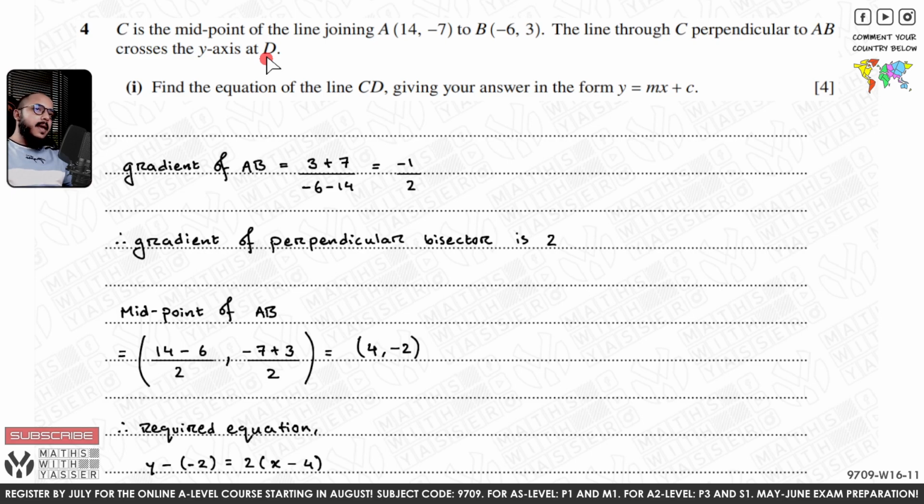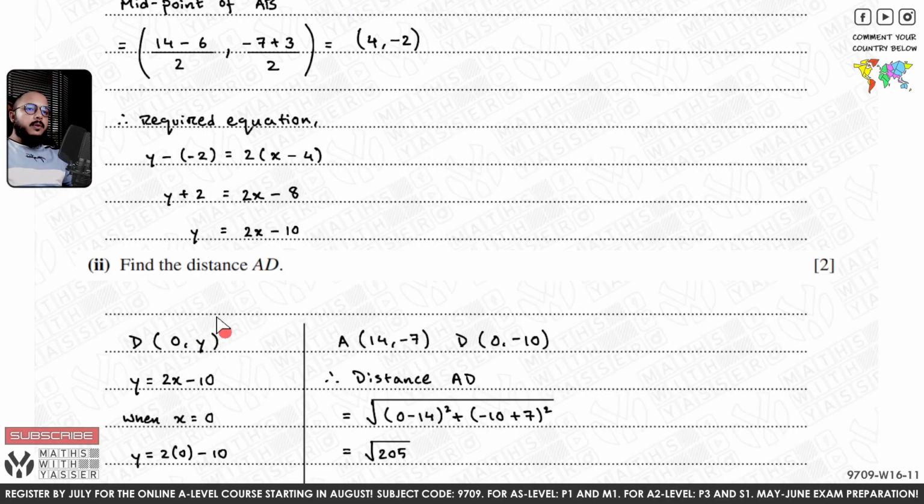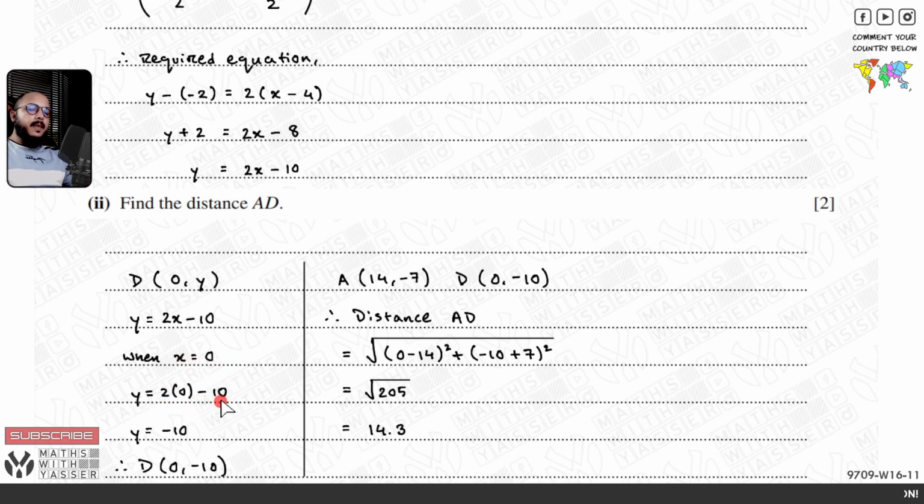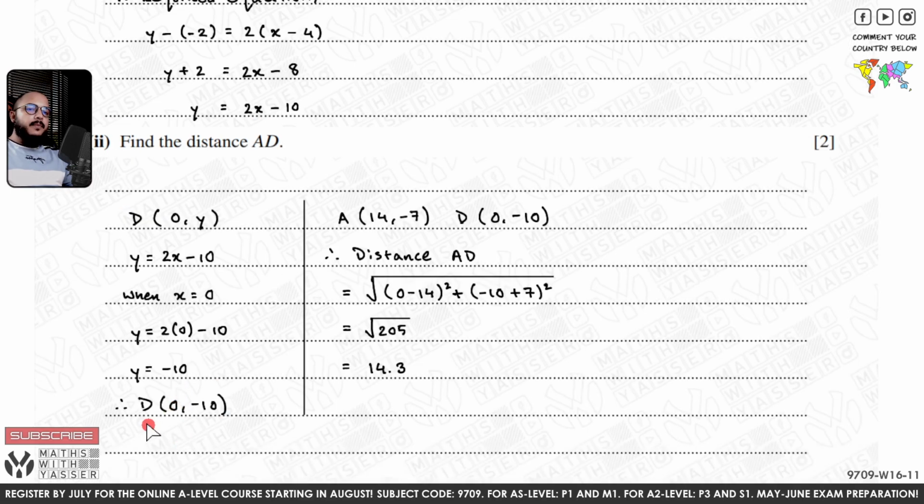So we at least know the x coordinate of the point D, which is 0. So D must be (0, y), and the equation of the perpendicular bisector was y = 2x minus 10. Since this point lies on this line, it must satisfy the equation. So we can substitute the value of x into this equation to find the value of y. x is equal to 0, that means y is equal to 2 times 0 minus 10, which gives us y equal to negative 10. Therefore, the point D must be (0, negative 10).